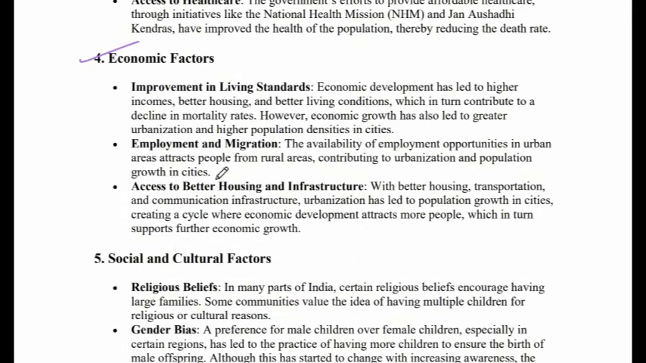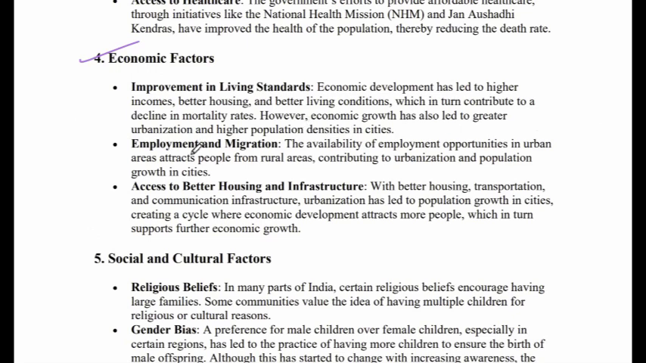Economic factors. Of course, there is an improvement in living standards because of economic development. Because of higher income, better housing, and better living conditions, having clean water and sanitation, this has also contributed to a decline in mortality rates. So it is not just about higher population growth rates; the death rate is also going down because of all these factors of improved standard of living. It is not that people should not improve their standard of living, but of course at the same time the population is growing because of this.